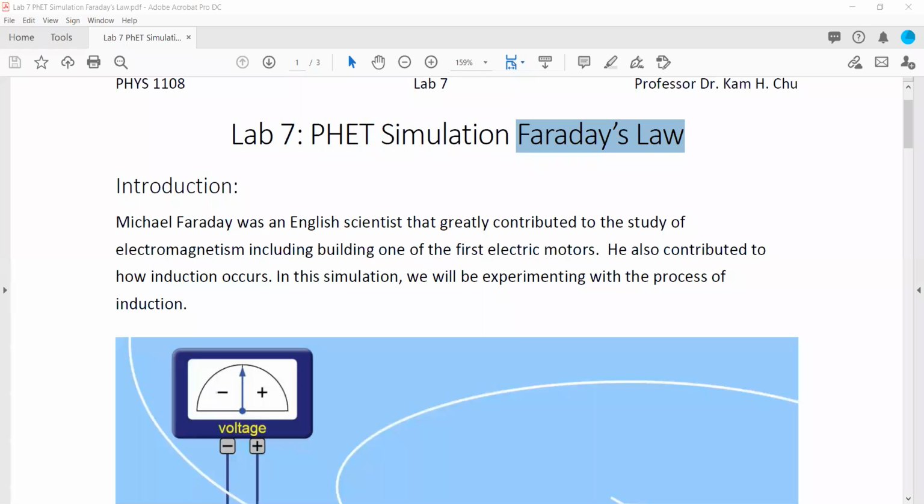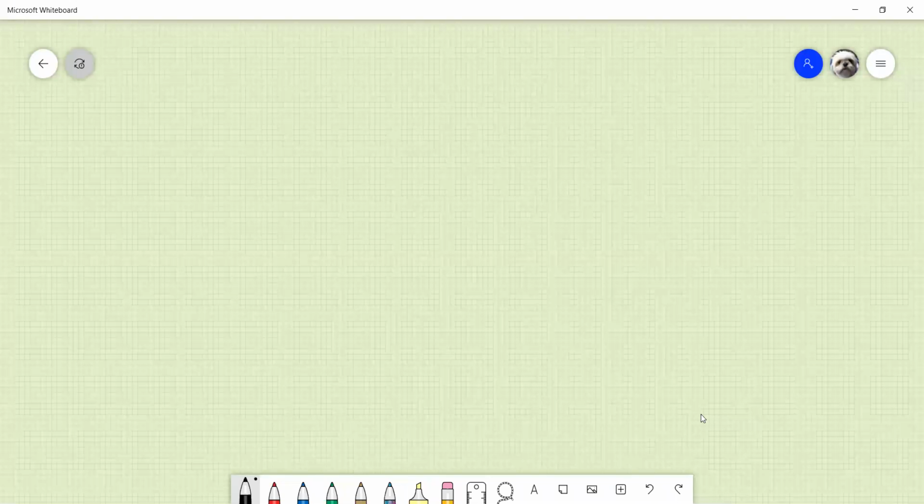Now what we have is this Faraday law. Right? So I'm going to open my whiteboard. Now what is the Faraday law? What did I talk about last time?